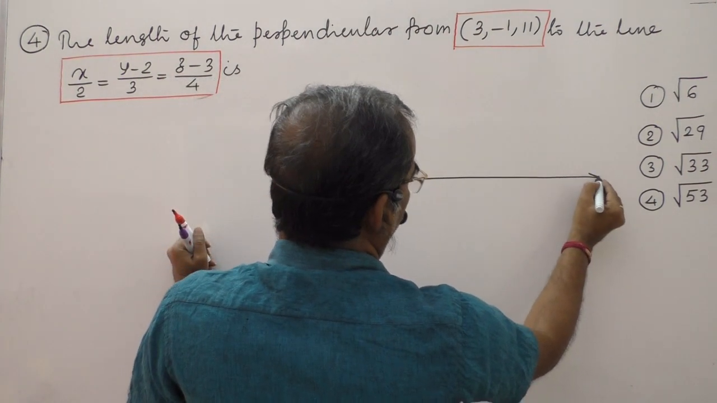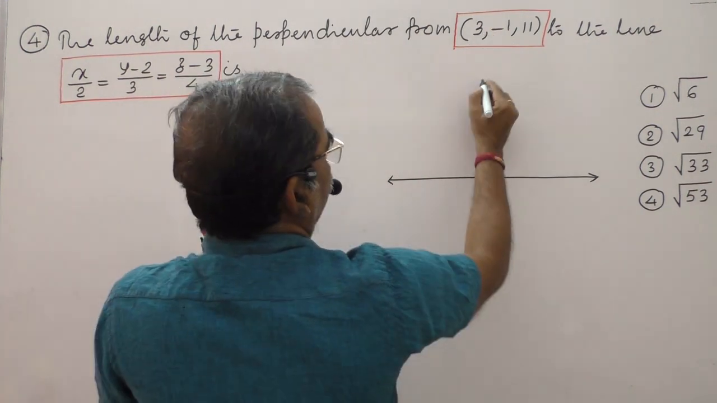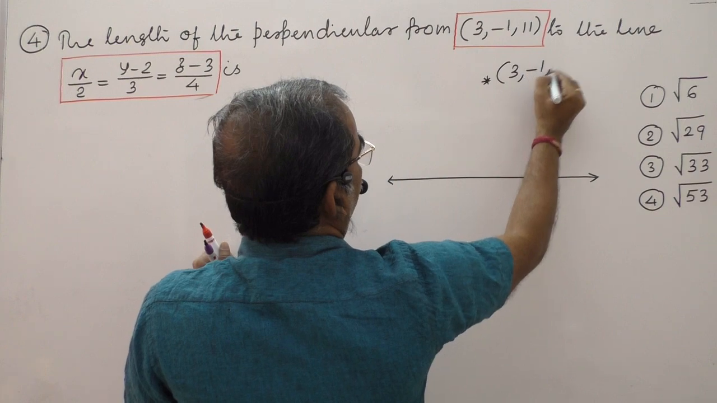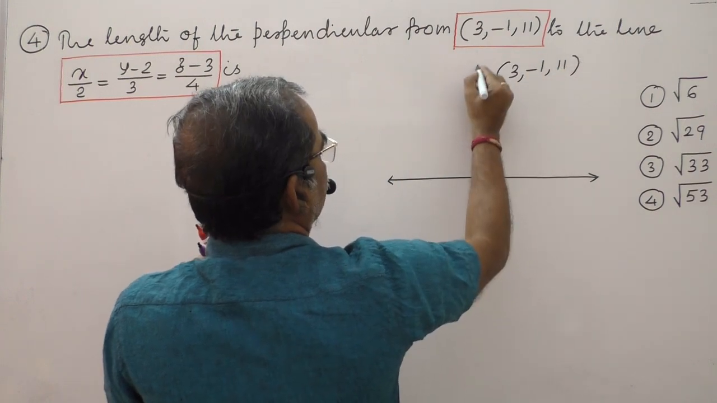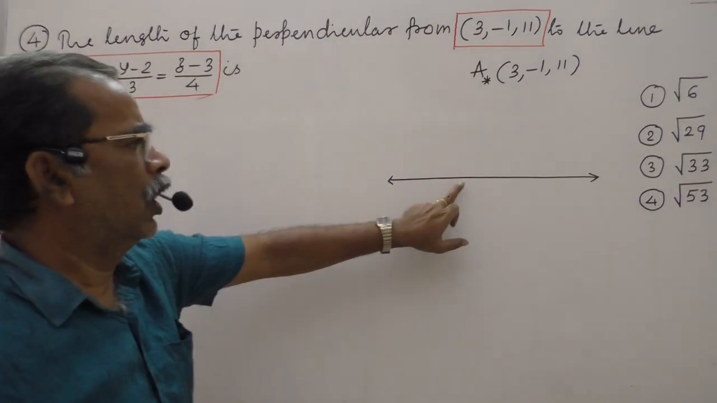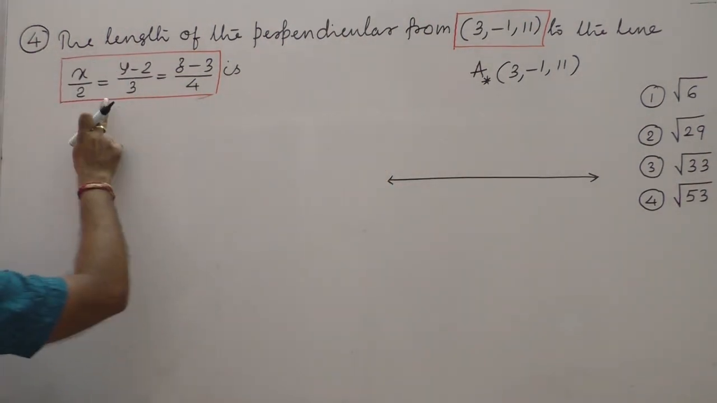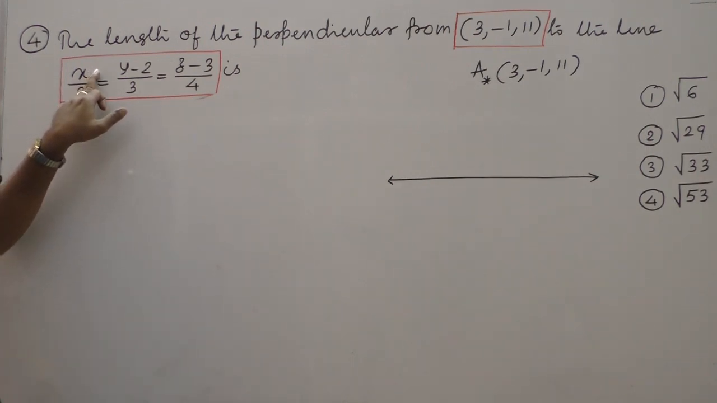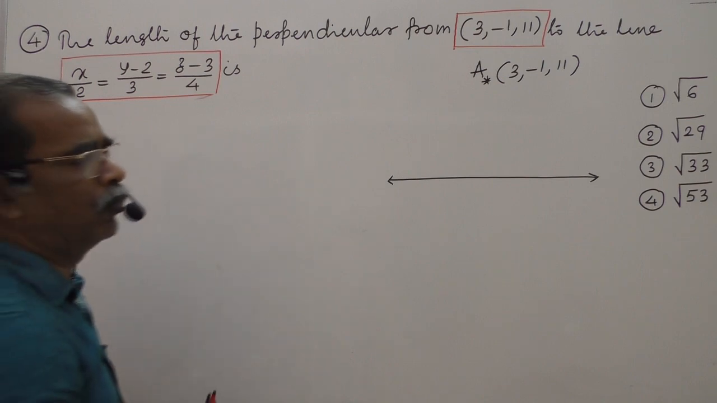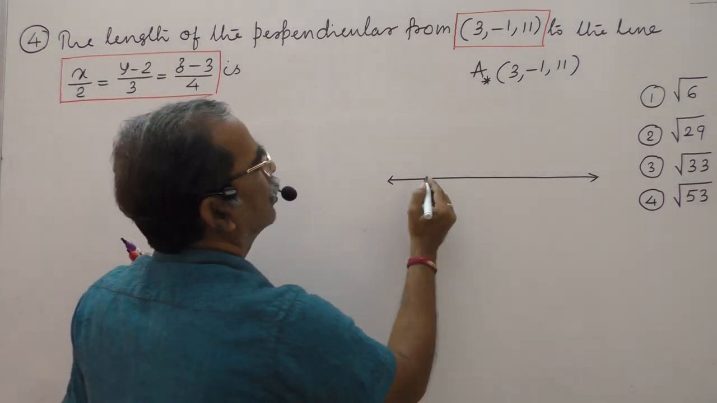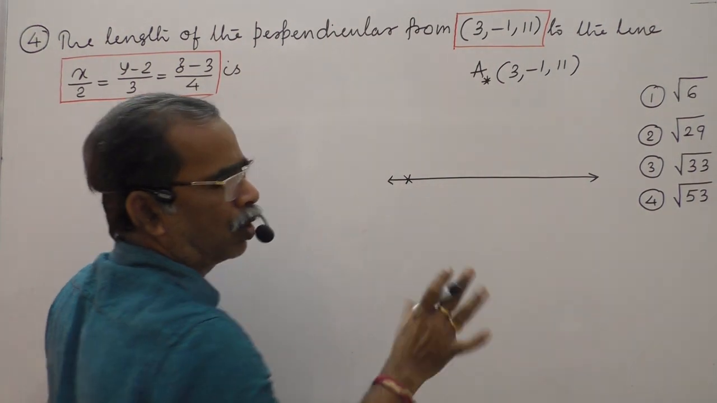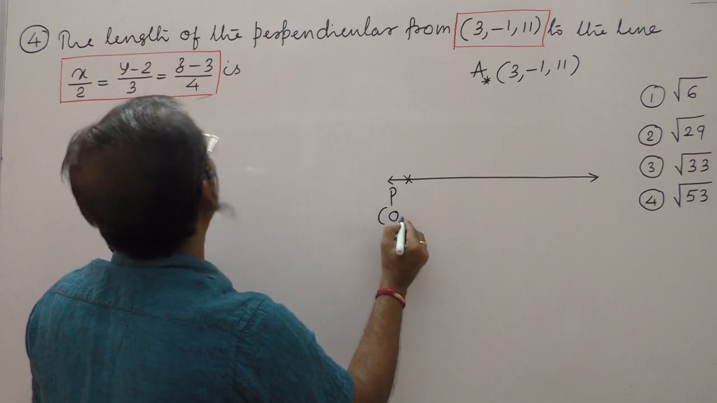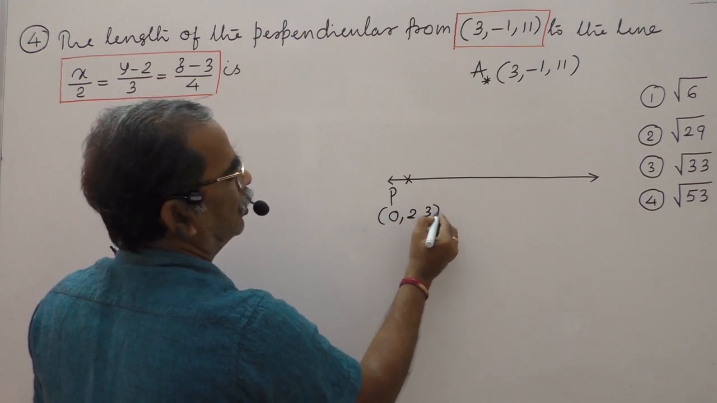Say this is the given line and this point is given, no? So the point is 3 comma minus 1 comma 11. I will suppose this is A. The line and point are given. Line is given in the symmetric form. Therefore a point on the line is 0 comma 2 comma 3. So 0 comma 2 comma 3 is a point on the line. We don't know its position, so I will take it here. What is this point? 0 comma 2 comma 3.